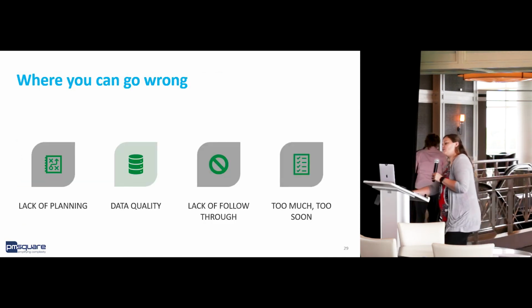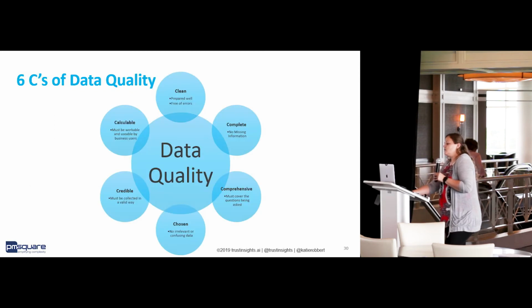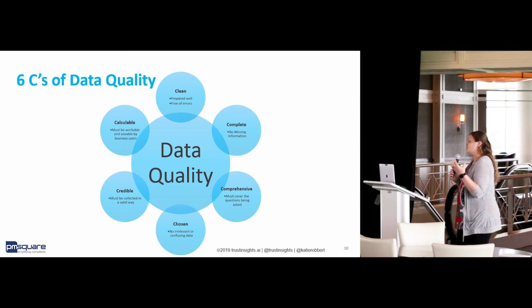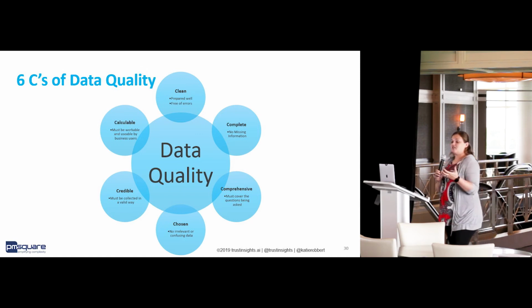So where else can you go wrong? Data quality. So this is what we call the 6 C's of data quality. You have to have clean data, so it's prepared well, free of errors. You need to get any sort of extraneous characters or anomalies out of your data set. It needs to be complete, no missing information. So if you have 5 years of data but you have 1 week that happens to be missing, it's not a complete data set and it will throw off your full time series forecast.